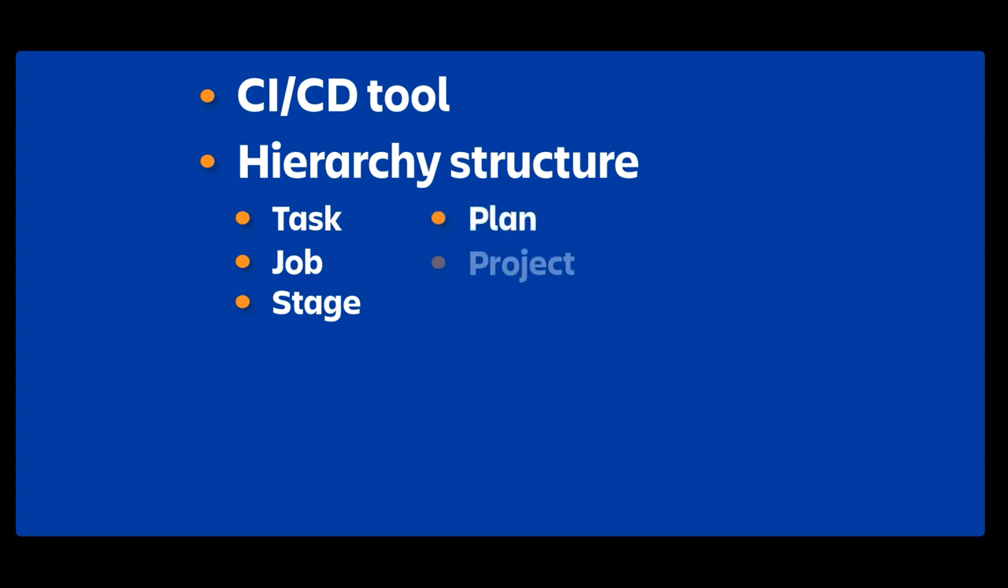Bamboo is a continuous integration and delivery tool. It has a hierarchy structure. Tasks are at the bottom level in the hierarchy. Tasks run sequentially and belong to a job. Jobs run in parallel and belong to a stage. Stages run sequentially and belong to a plan. And finally, plans belong to a project.